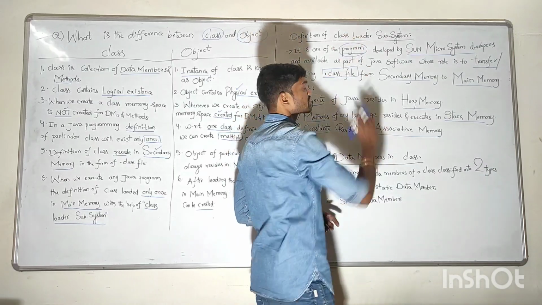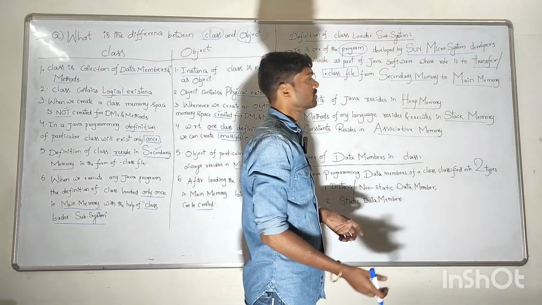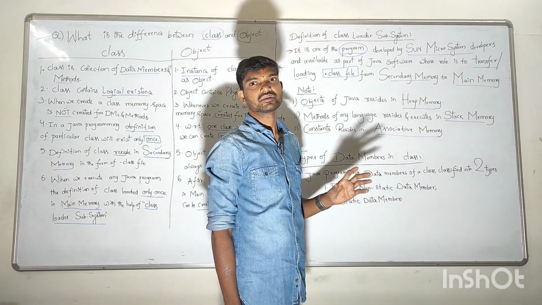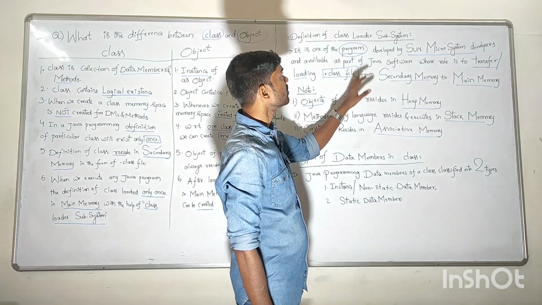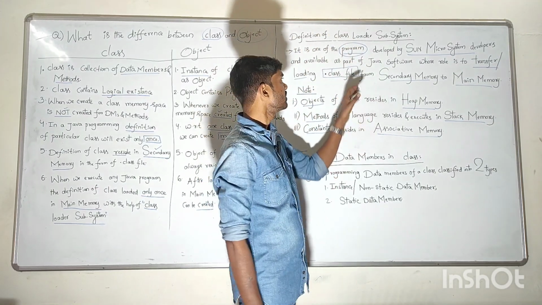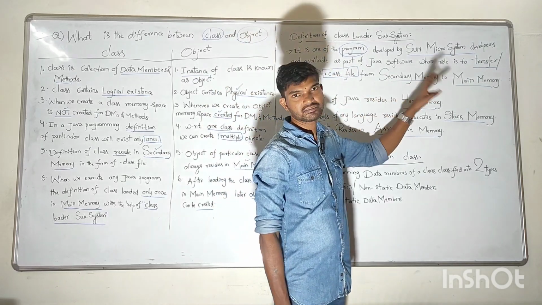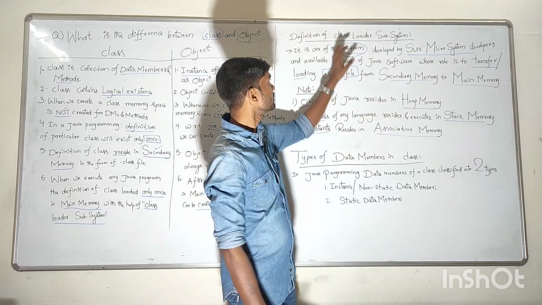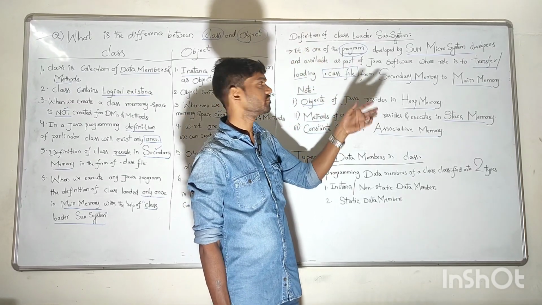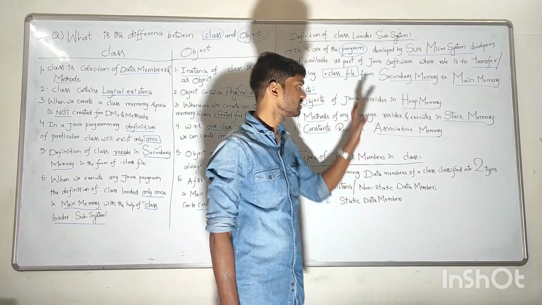And the role of this class loader subsystem is to transfer or load the dot class file from secondary memory to the main memory. That's the main role of the class loader subsystem. So the class loader subsystem always loads the dot class file from secondary memory to primary memory. That's enough for the definition.